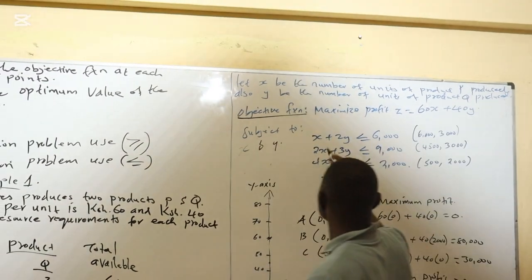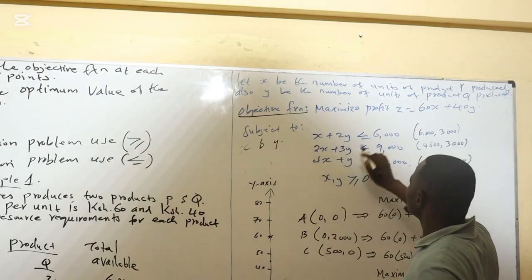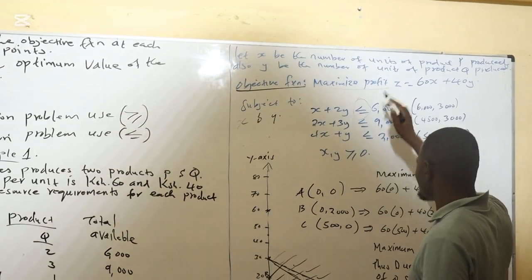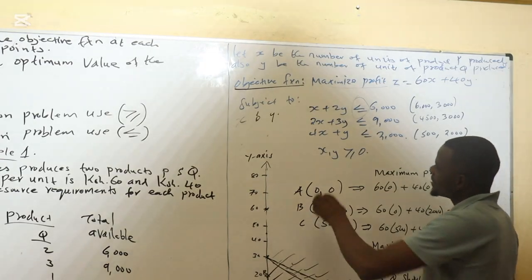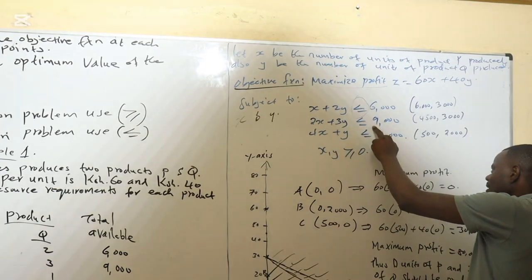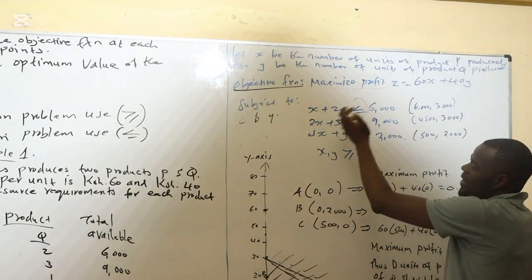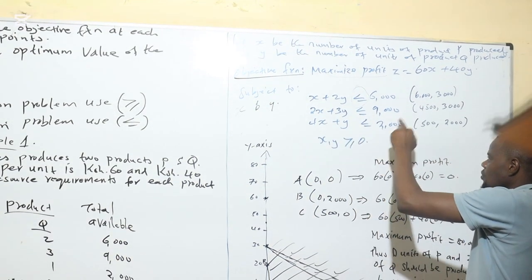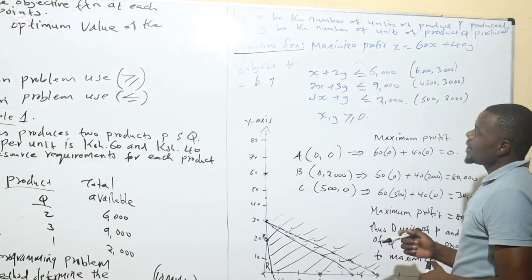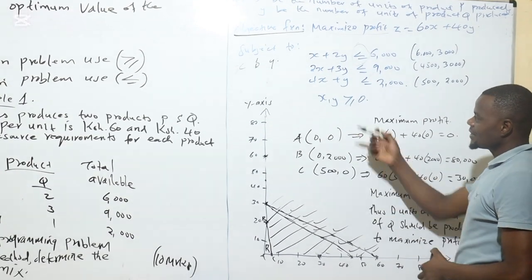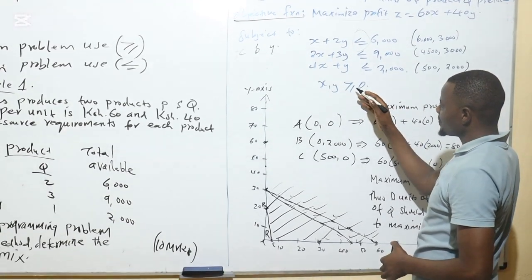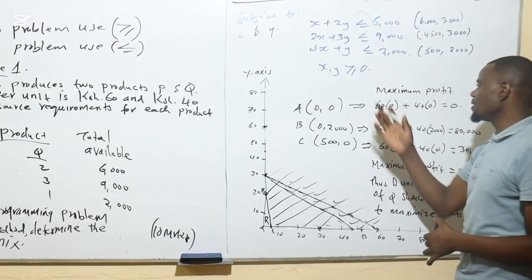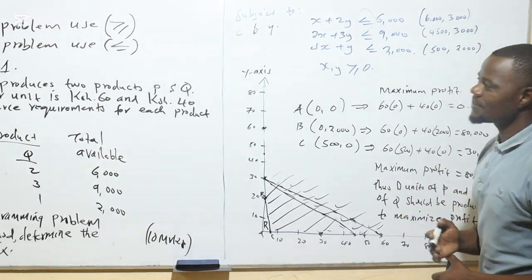1 times X is just X plus 2Y is less than or equal to 6,000. I've used this inequality because it is a maximization problem. And for skilled labor, you have 2X plus 3Y less than or equal to 9,000. And in material, you have 4X plus Y less than or equal to 2,000. And remember, we talk of non-negativity, that decision variables only assume positive values. So X and Y must be greater than or equal to 0. So that is step number 1.